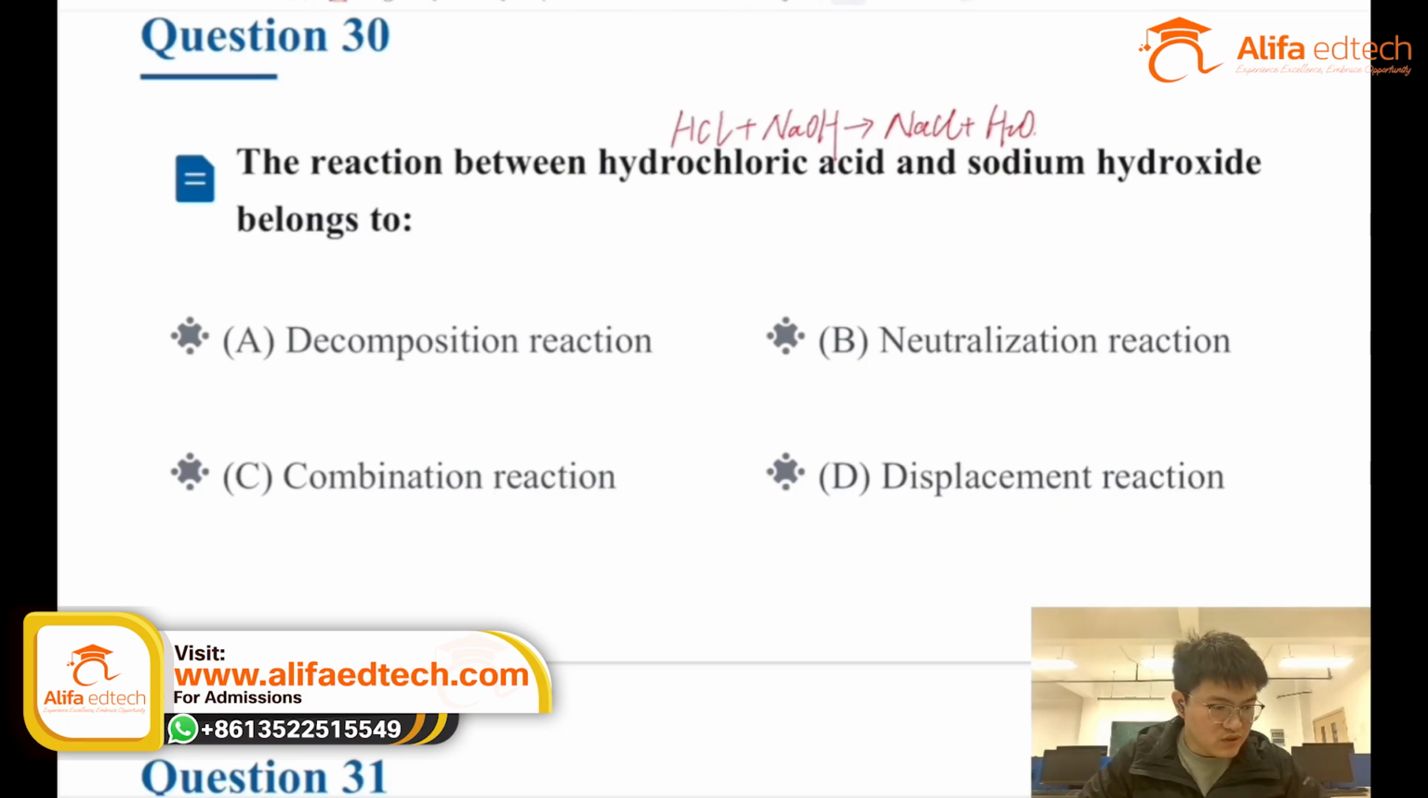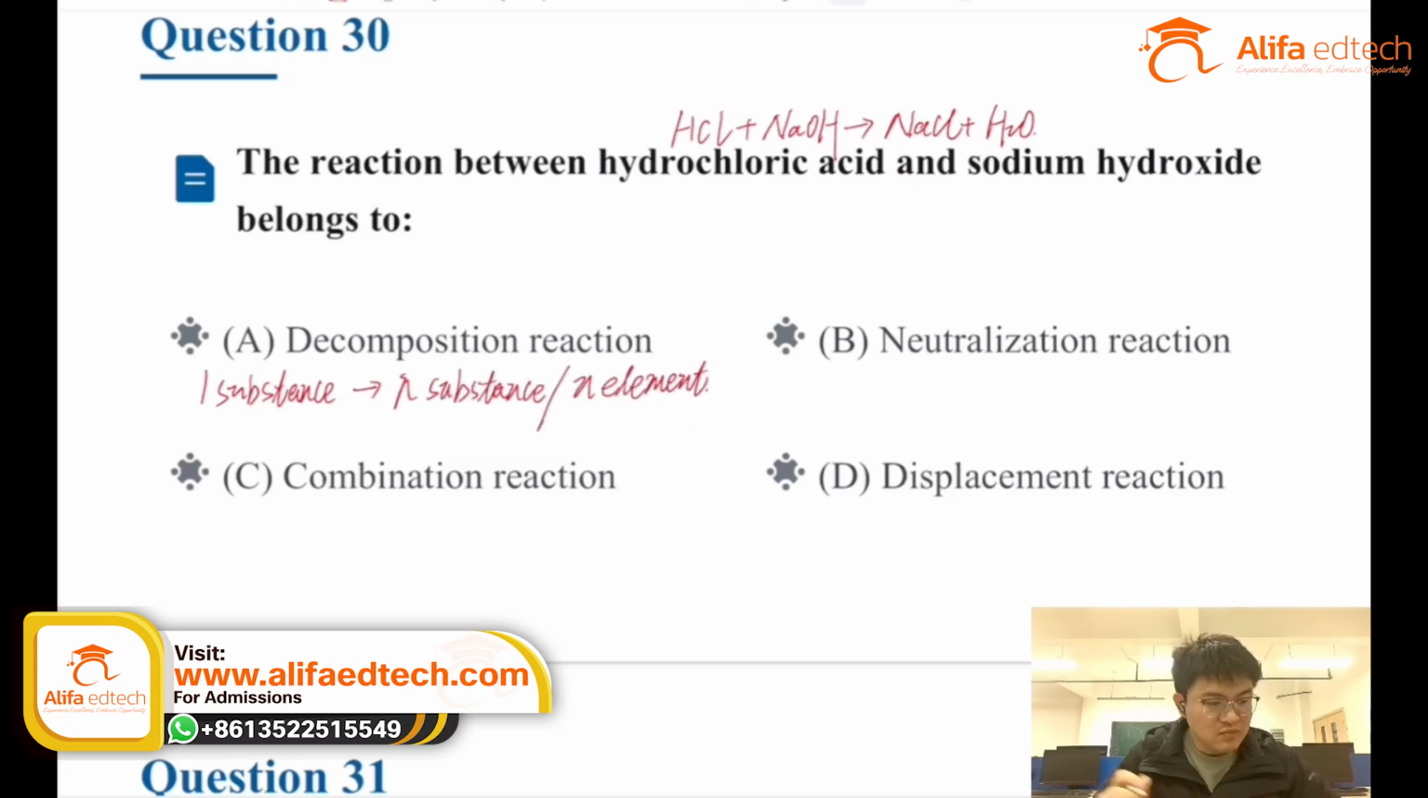The first one is called a decomposition reaction. It is usually made from one substance to form several substances or several elements. So in this case, we call this a decomposition reaction. Its reverse, the composition reaction, is a compound reaction. This can be compared with each other.